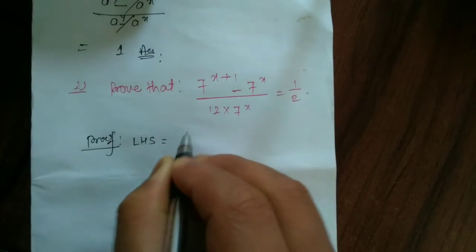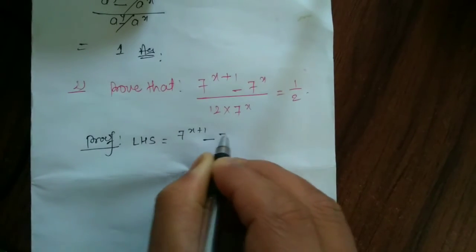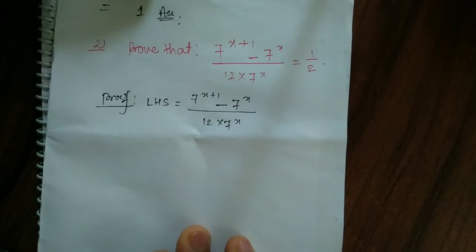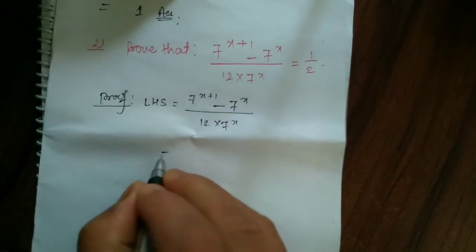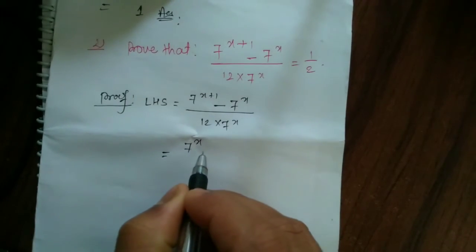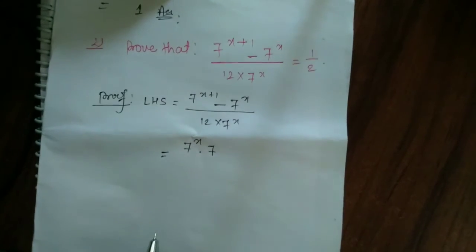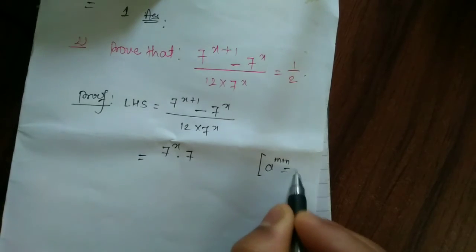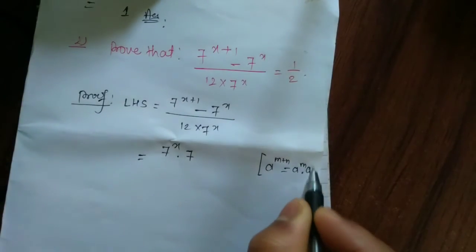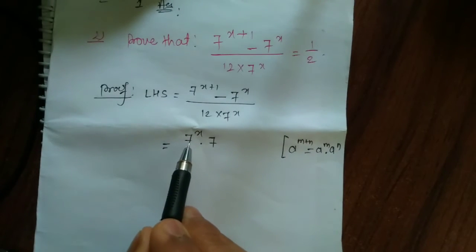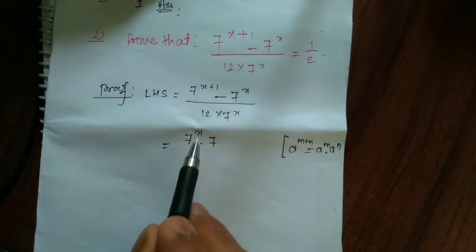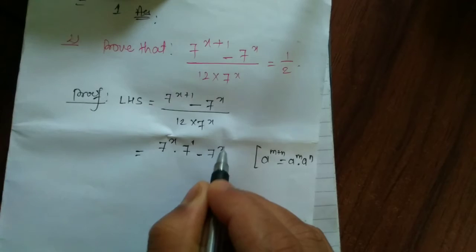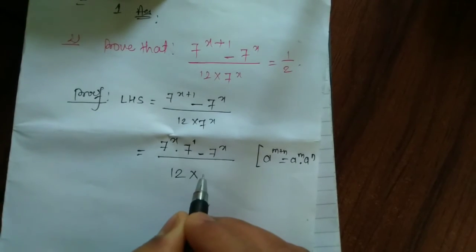LHS is equal to (7 to the power x plus 1 minus 7 to the power x) whole divided by 12 into 7 to the power x. Here the LHS, left hand side, is this term, which is equal to 7 to the power x into 7, right? Because of the law of indices, a to the power m plus n can be written as a to the power m into a to the power n. So here it is 7 to the power x into 7 to the power 1, minus 7 to the power x, whole divided by 12 into 7 to the power x.